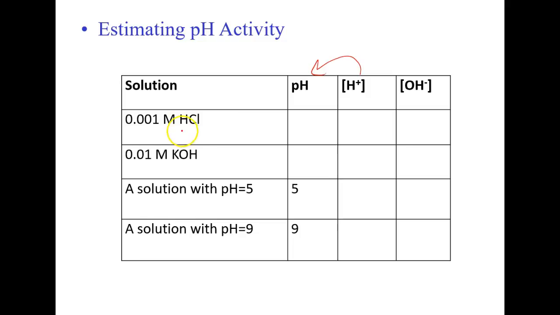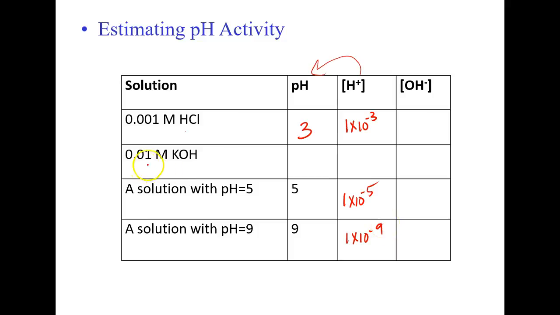And so starting with HCl, this number 0.001 is the same as 1 times 10 to the negative 3. Now because pH is a logarithmic scale, you can look at that power of 10 to determine the pH. So if it's 1 times 10 to the negative 3, then the pH would be 3. If you have a solution that's a pH of 5, your H plus concentration will be 1 times 10 to the negative 5. A solution with a pH of 9 would be 1 times 10 to the negative 9th.